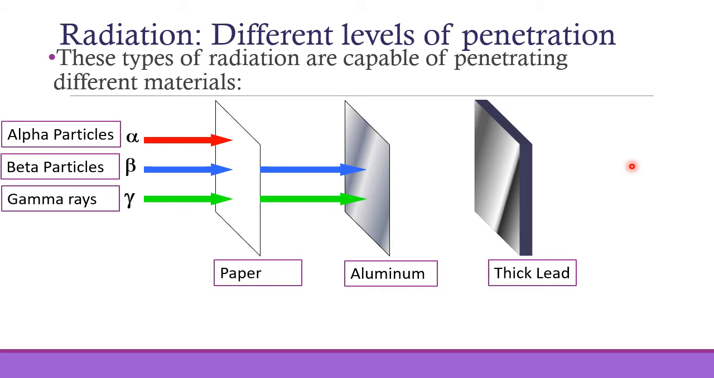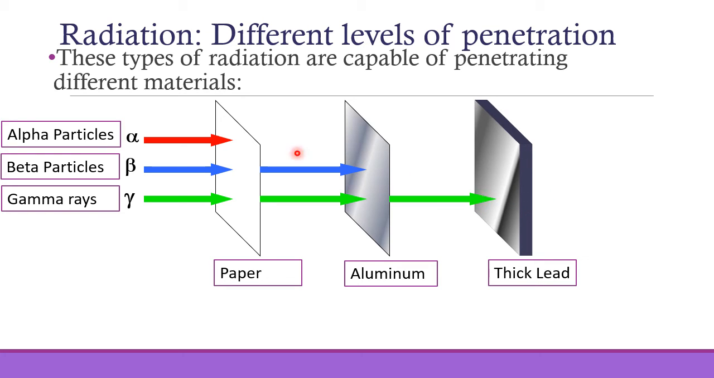And then we get to aluminium. The thickness of aluminium can stop beta particles, whilst gamma rays can pass through aluminium, and then they get to thick lead. Okay. Now gamma rays can stop at thick lead. Depending on the thickness, some gamma rays could even pass through, but most of the time a lot of thick lead will stop gamma rays.